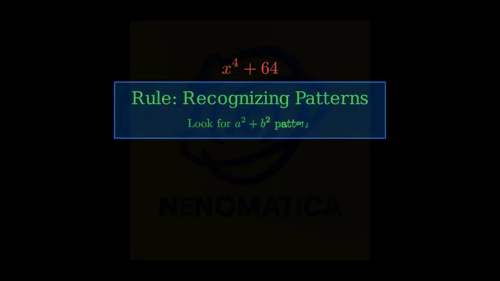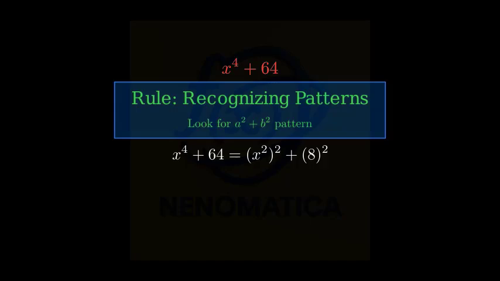Today, we'll look at a special technique for factoring the sum of two perfect squares. We want to factor the expression x to the fourth power plus 64. Let's think about what this expression represents. We know that to factor this expression, we need to find a pattern. One approach is to recognize that this is a sum of squares. We can rewrite x to the fourth power as the square of x squared, and 64 as the square of 8. So our expression becomes the square of x squared plus the square of 8.